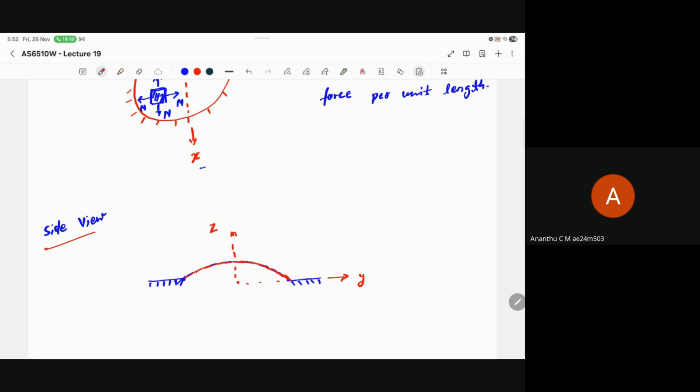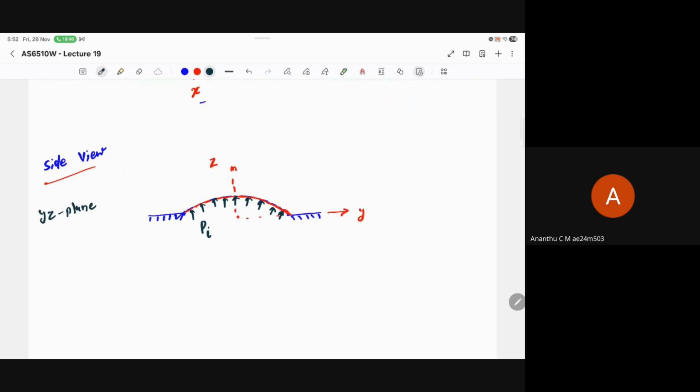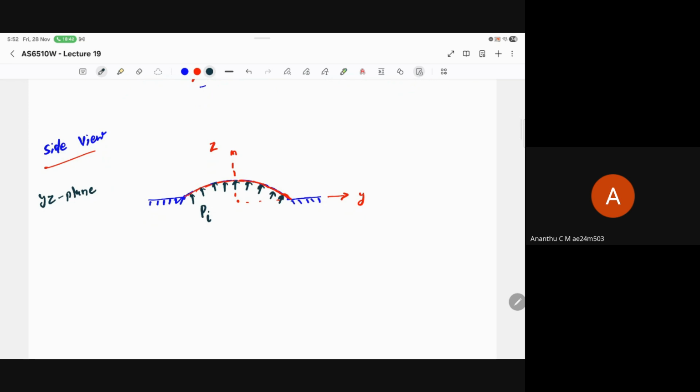And what you are doing here, actually, you are applying a pressure. So this is the pressure. So pressure, let us say pressure Pi you are applying, and because of this pressure, this is the deflected shape of the membrane. Okay. So we are basically showing this in the yz plane, so side view in the yz plane. Okay, and then similarly you will have the same thing in the xz plane also.